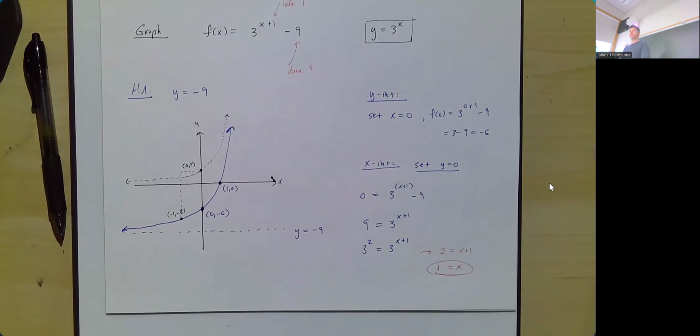I do like to think about, although I didn't obviously talk about it when I was graphing this, where the y-intercept moves to if I'm graphing an exponential function, or where the x-intercept moves to if I'm graphing a logarithmic function.